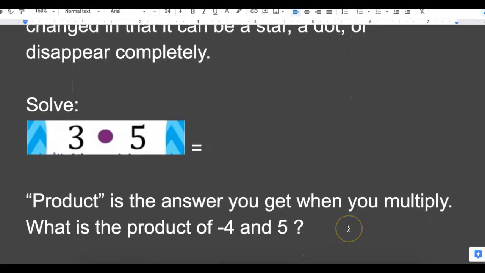Also, another way to say multiplication is the product. The product is the answer you get when you multiply. So what is the product of negative 4 and 5?